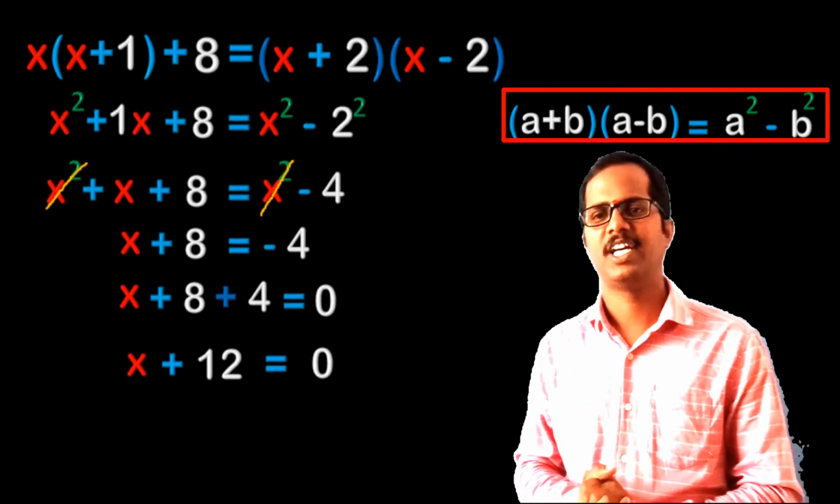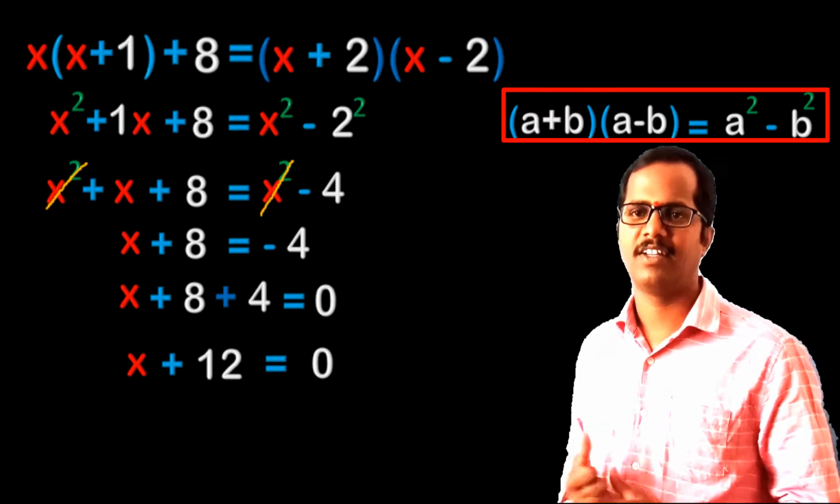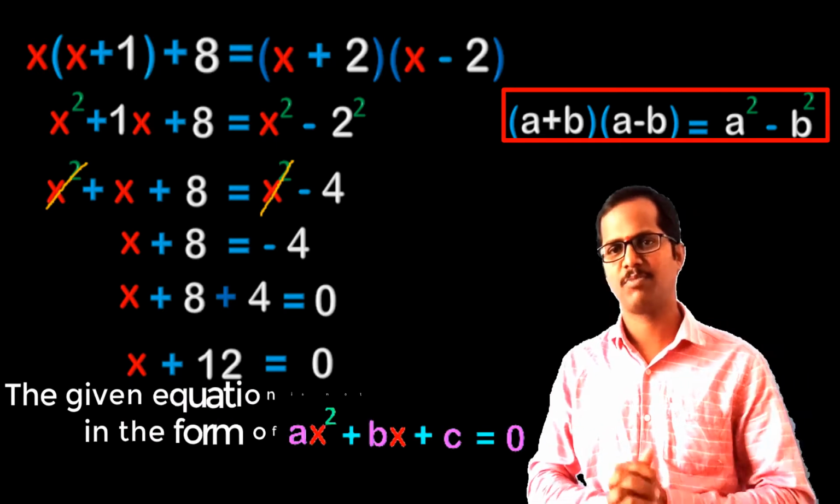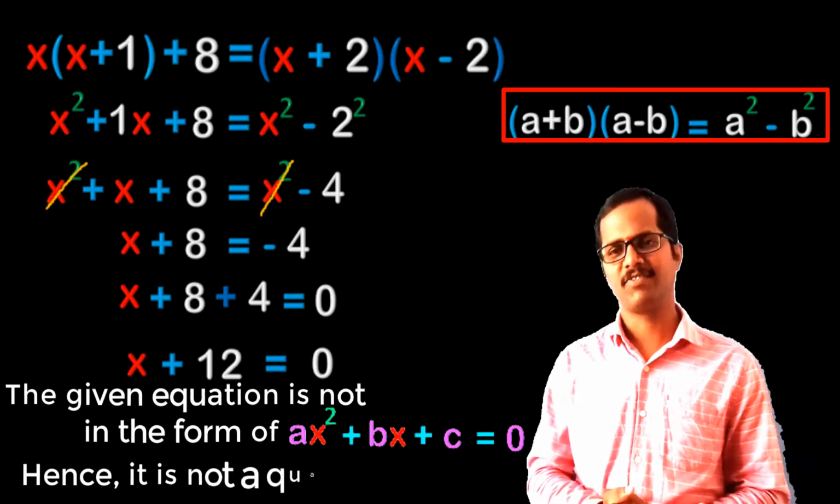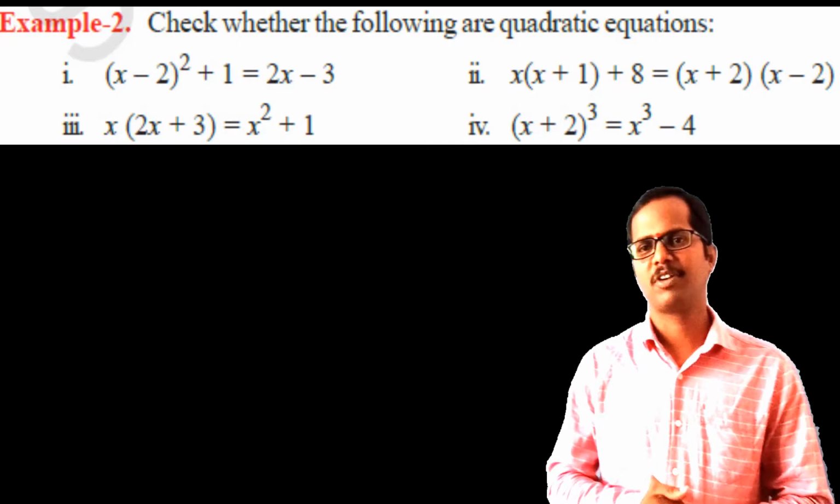No. As we can see here, the term with degree 2 is not there. So we can say the given equation is not in the form of ax square plus bx plus c equals to 0. Therefore, it is not a quadratic equation. Now, let us see the third problem.